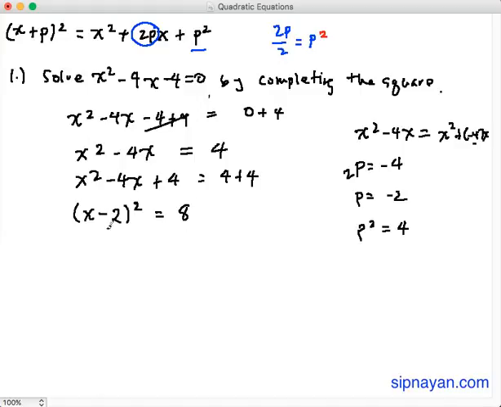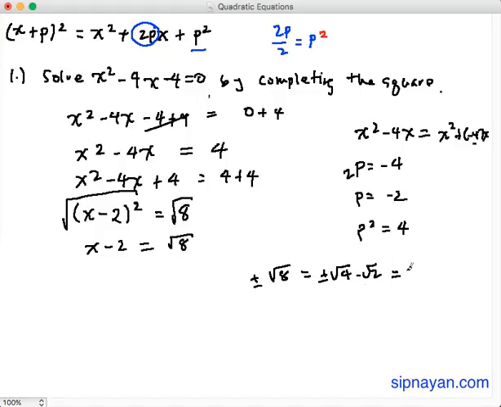Okay. So, palagi mong masusulat tong part na to as square of a binomial kasi kinumplete mo na nga yung square, di ba? So, getting the square root of both sides, we have x minus 2 equals, we get the square root of 8. And we know that square root of 8 can be written as square root of 4 times square root of 2. But square root of 4 is equal to, this is positive, negative, by the way, no? Positive or negative 2 square root of 2. Kasi yung square root of 4 natin is positive or negative 2.